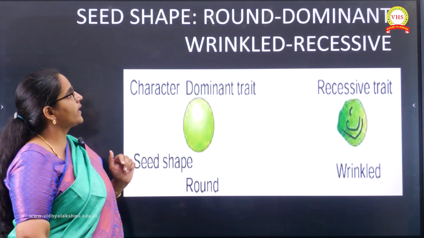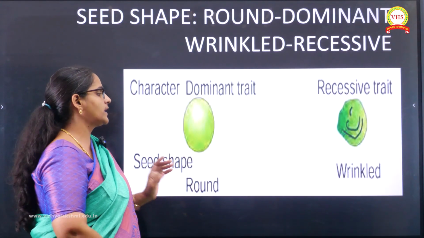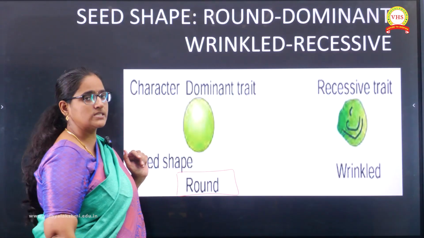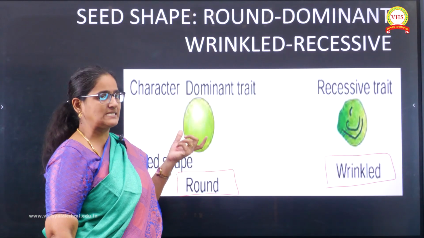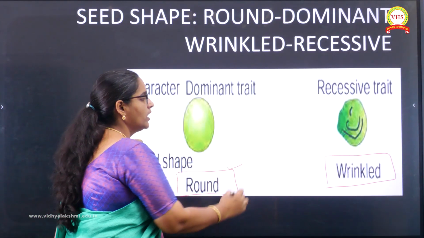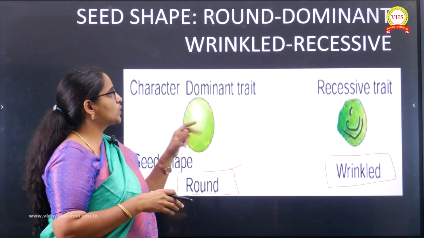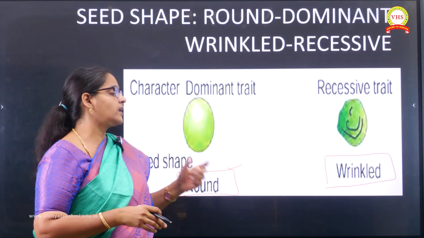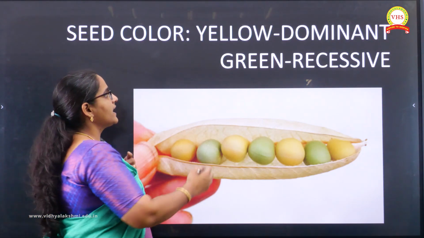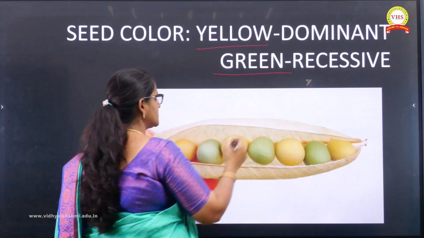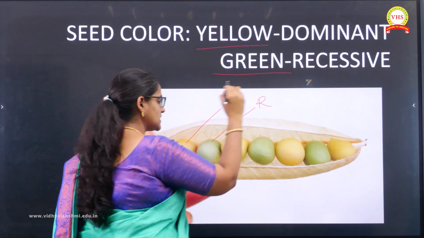If you take the first one, the seed shape, we have 2 different seed shapes. One is the dominant shape called round, and the opposite one is wrinkled. If the surface of the garden pea seed is smooth, it is called round. If the surface has some shrinkage, it is called wrinkled. So round seeded is dominant, wrinkled seeded is recessive. Then in seed color, yellow is dominant and green is recessive.